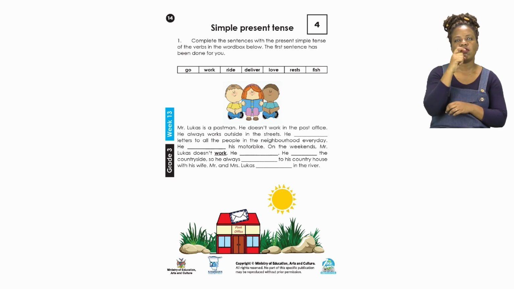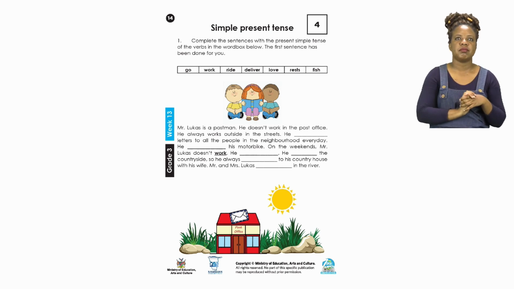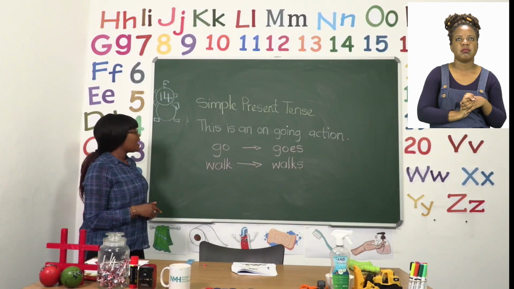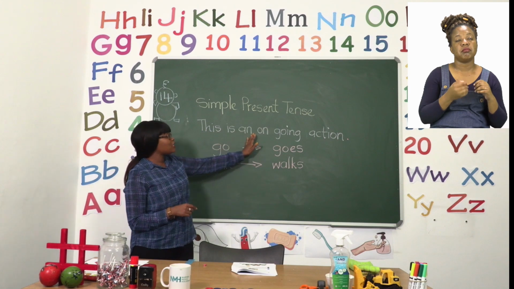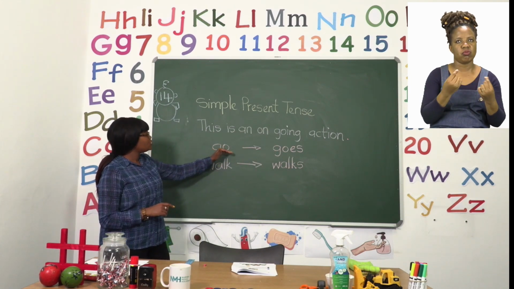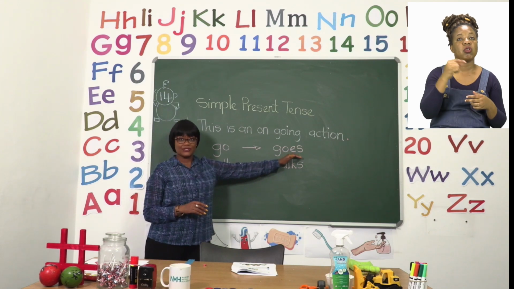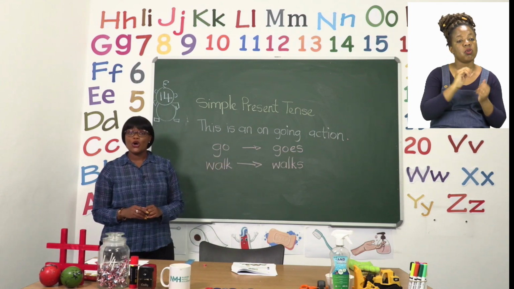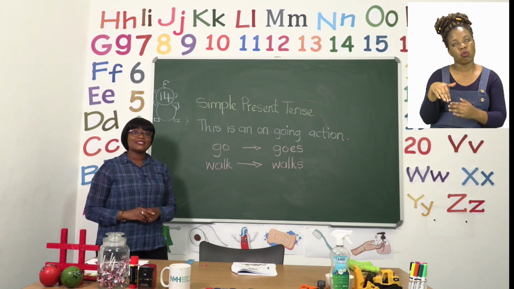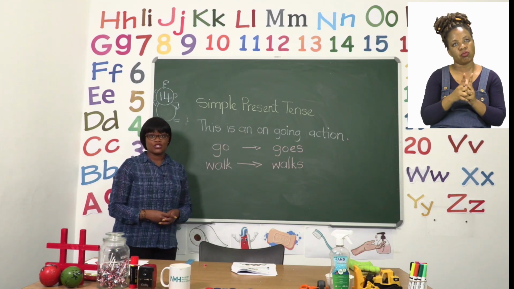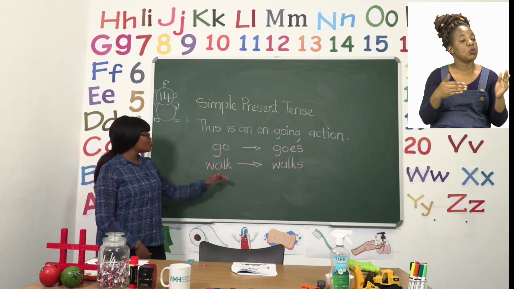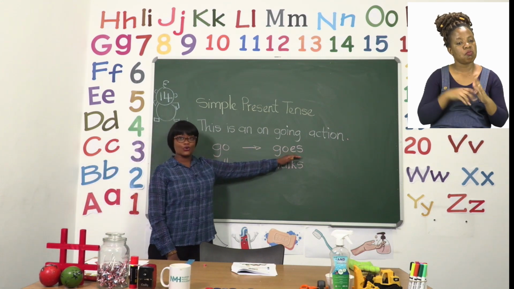So let's take a look at the board to see how we can do that. Now on the board, I have given you 2 examples, and I'm reminding you that this is an ongoing action. So if you go, it changes to goes. He goes to church every Sunday, which means that he is still going to church. There is no stopping and it's a continuous action. So go changes to goes.